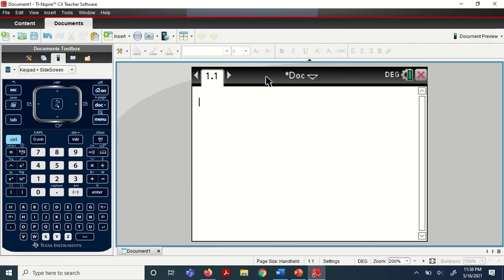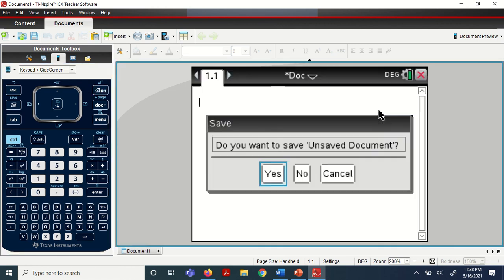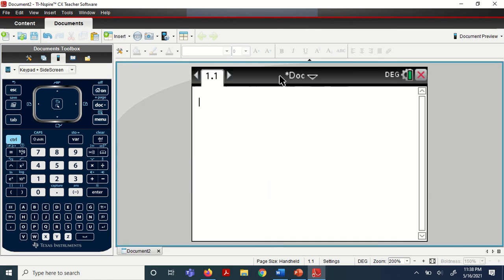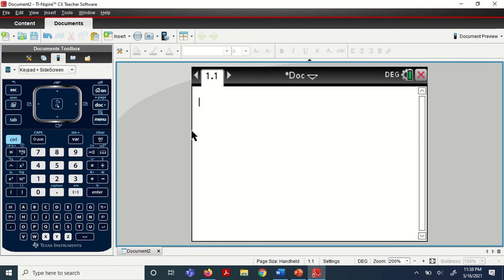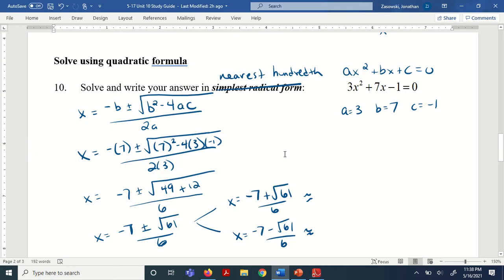Okay, so we open up our calculator page. If you have work from last time, just go to New Document. You don't want to save, so choose No, and then we're going to choose Calculator. Okay, we're going to type in our number, so -7.